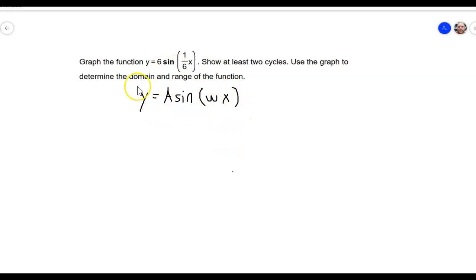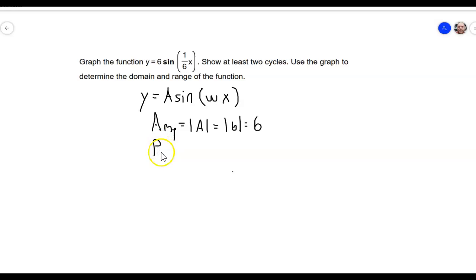But from this, we know a couple of things. The first thing we know is that our amplitude is equal to the absolute value of A. So that's going to be equal to the absolute value of 6, which is just 6.